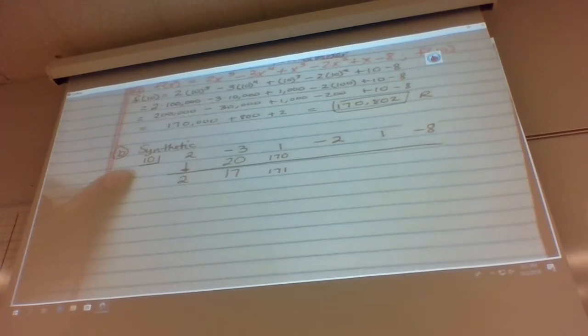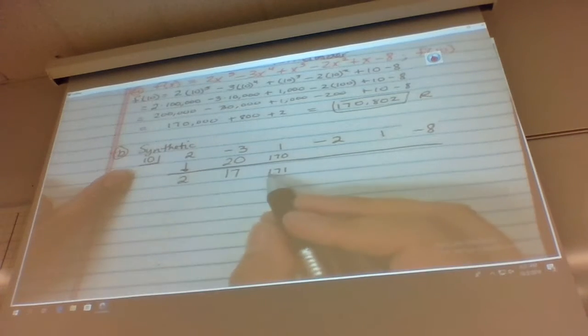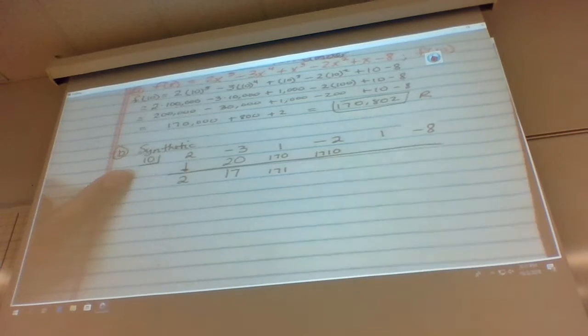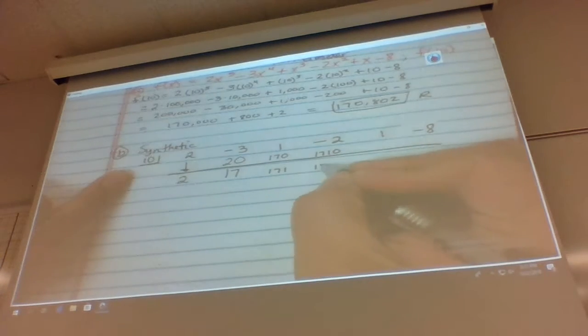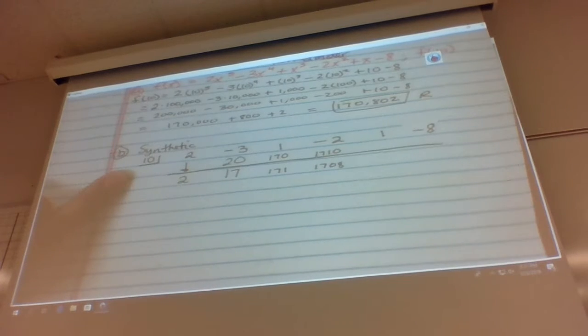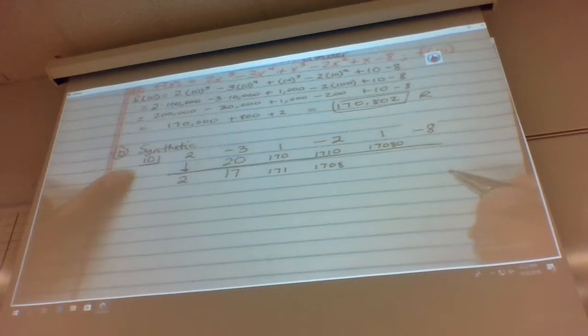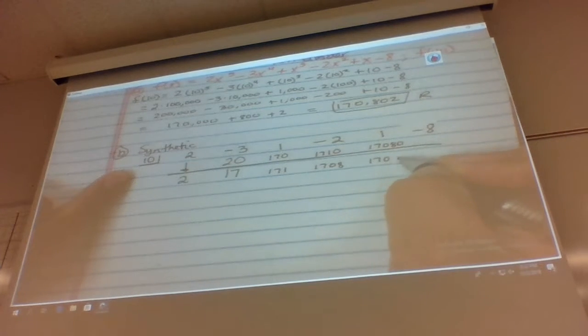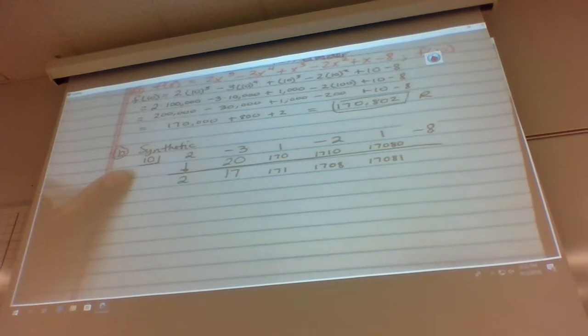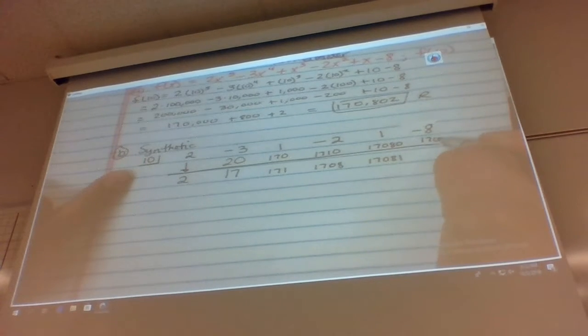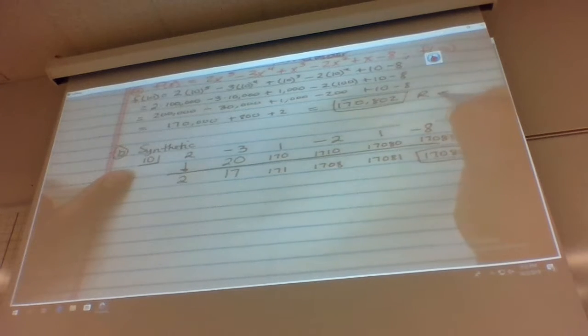We subtract 2, 1708. When I multiply times 10, 1700, and then we subtract the 8: 1, 7, 0. It's the same thing. So you have a choice whether you want to use the remainder theorem or you want to get your remainder using synthetic division, whichever one you feel more comfortable with.